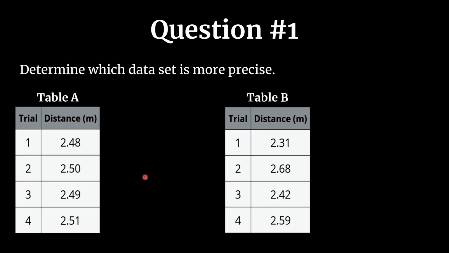Now, let's determine which data set is more precise. Without doing any sort of calculation, we can see visually that the values of table A do not deviate much. Rather, they are in a short range from 2.48 to 2.51. Table B, on the other hand, has a wide variety of values, ranging from as low as 2.31 to 2.68. With this reasoning, and because precision is about how close measurements are to one another, we can determine that table A has the more precise data.